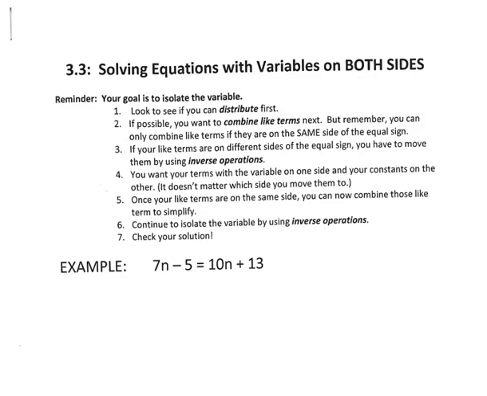Hey guys, we're going to solve equations with variables on both sides now. Reminder that our goal is still to isolate the variable. We're still going to look to see if we can simplify any of our sides first. Look to see if we can distribute, look to see if we can combine any like terms. Remember, when you're simplifying just one side of the equal sign, there are no inverse operations yet.